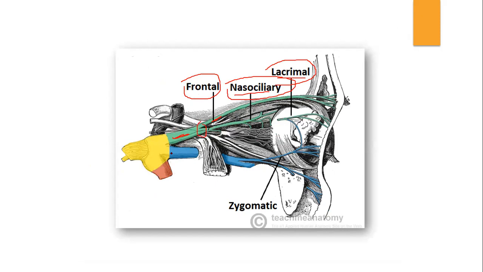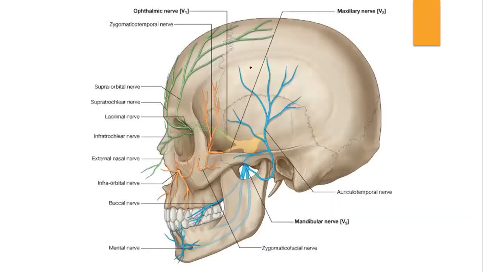Apart from that, if you talk about the maxillary division, it basically gives the zygomatic branch right here, and then it gives other branches as well, which we can clearly see there. So everything that you see in green is basically given by the ophthalmic division, and everything that you see in orange is given by the maxillary division of the trigeminal. You can clearly see the maxillary division is coming right here.